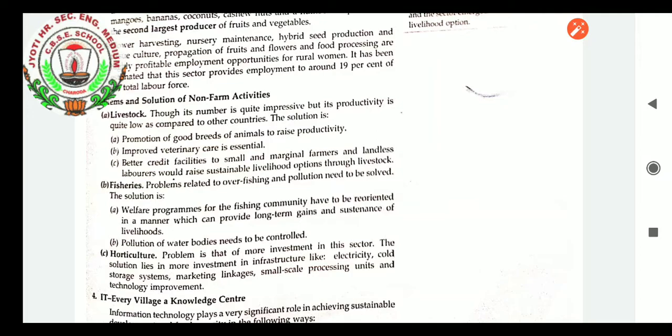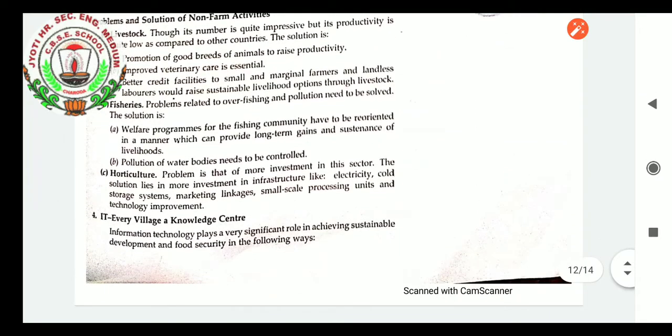Improved veterinary care is essential. Better credit facilities to small and marginal farmers and landless laborers would raise sustainable livelihood option through livestock. So if we will increase the investment in this activity, definitely it can give much more good result. Fisheries. Problem related to overfishing and pollution need to be solved. The solution is welfare programs for the fishing community have to be reoriented in a manner which can provide long-term gains and subsistence of livelihood.